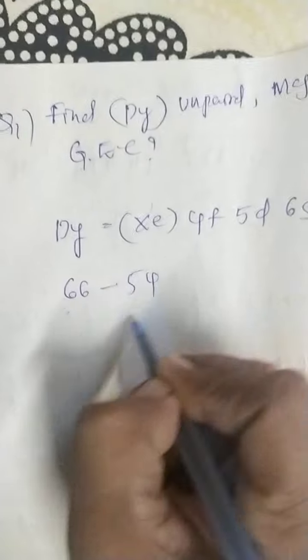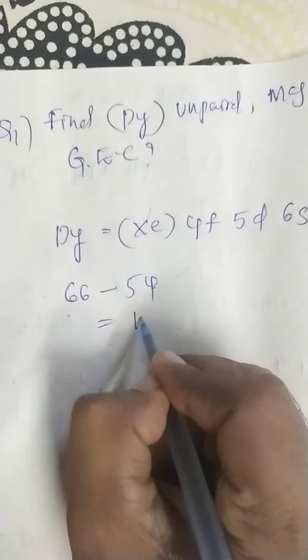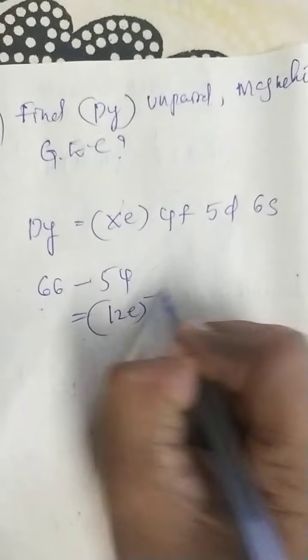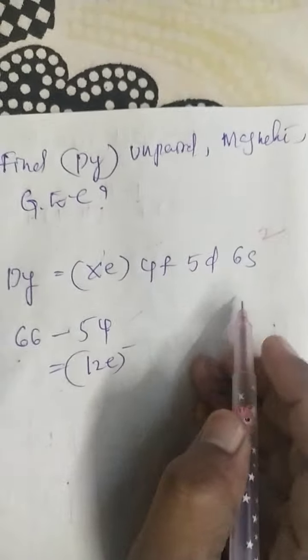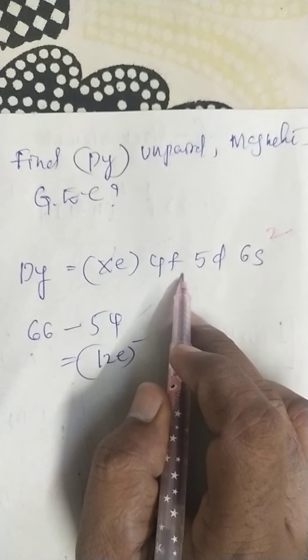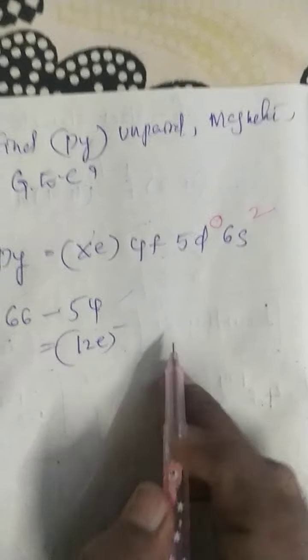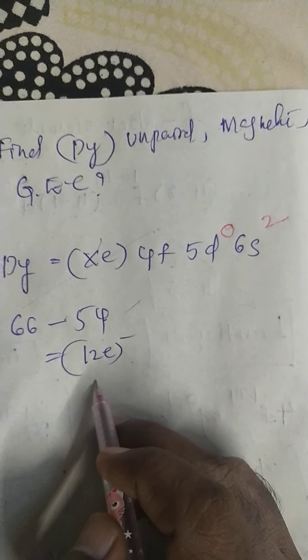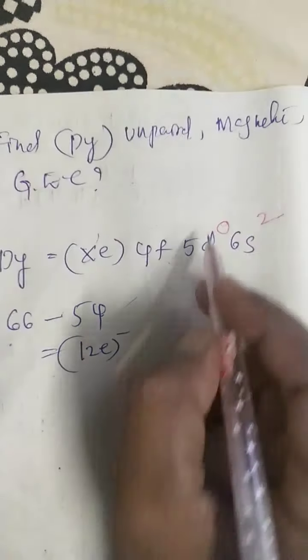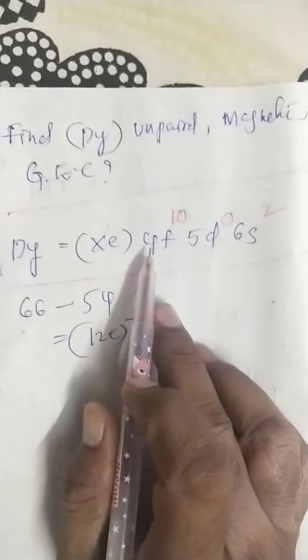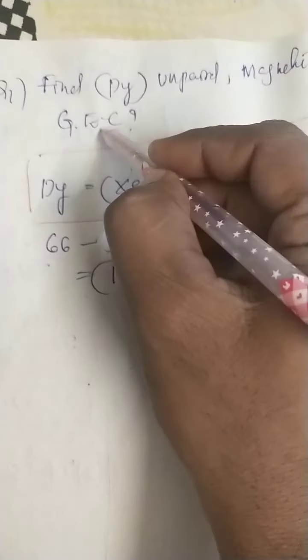66 minus 54, so 12 electrons are there. Out of these 12 electrons, 2 electrons are in the s orbital. Dysprosium is not an exceptional case, so it has 0 electrons in the 5d series and the rest in 4f. So total 12 electrons means the remaining 10 electrons are located in the f orbital. So what is the electronic configuration of dysprosium? Dy is xenon 4f10 5d0 6s2. Is it clear? Now the electronic configuration is completed.